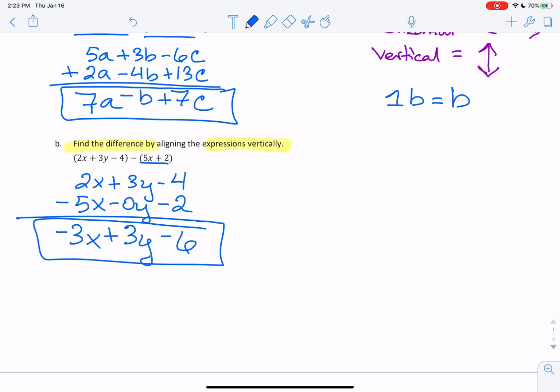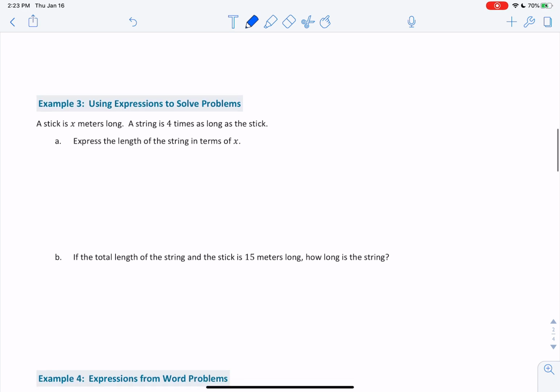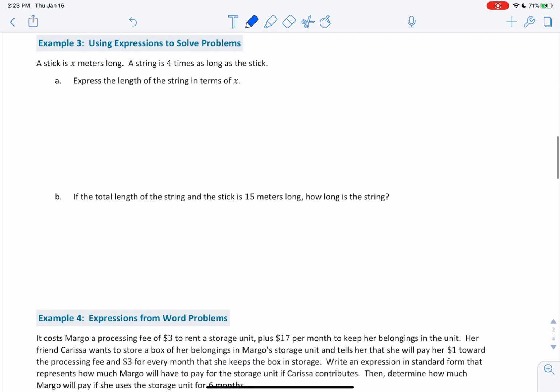All right, moving on. Example 3. Using expressions to solve problems. Go ahead and grab your highlighters. A stick is X meters long. A string is 4 times as long as a stick. Express the length of the string in terms of X.